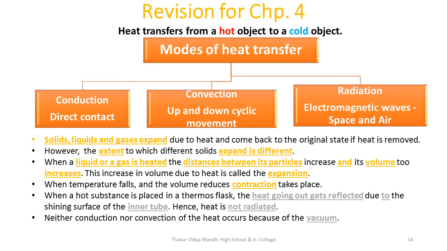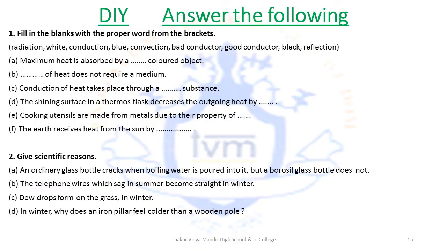When a hot substance is placed in a thermos flask, the heat going out gets reflected due to the shiny surface of the inner tube, so radiation of heat does not take place. Neither does conduction or convection take place because there is a vacuum. So this is the basic recap of chapter 4. Pause the video and answer the following questions.